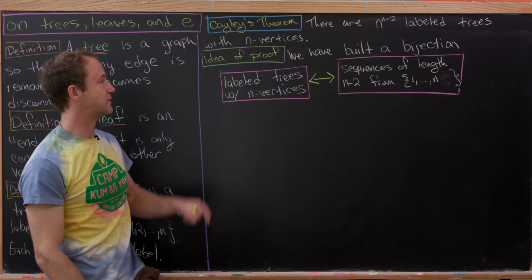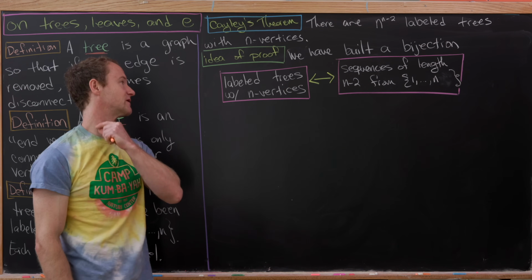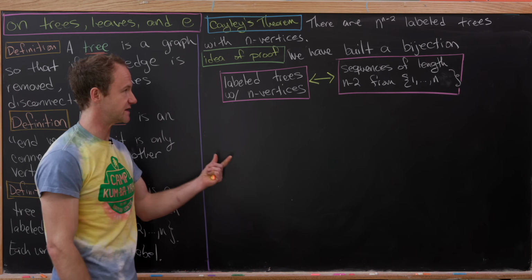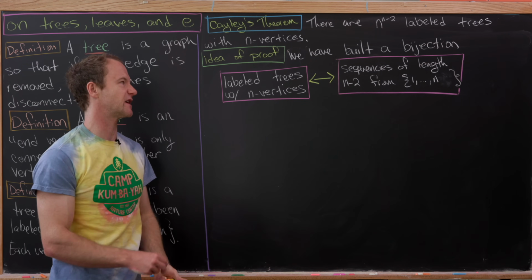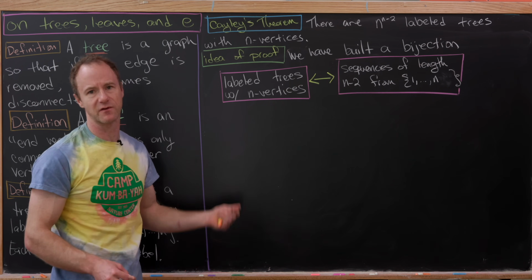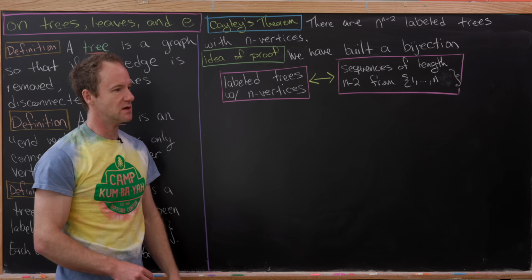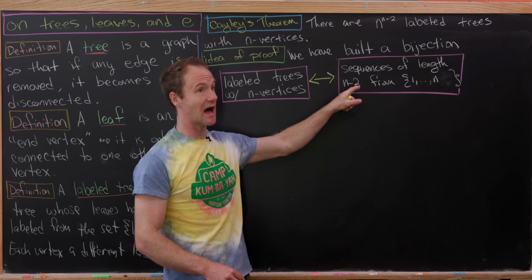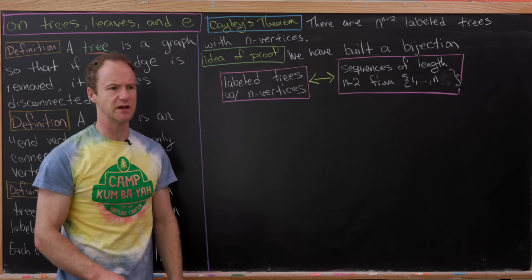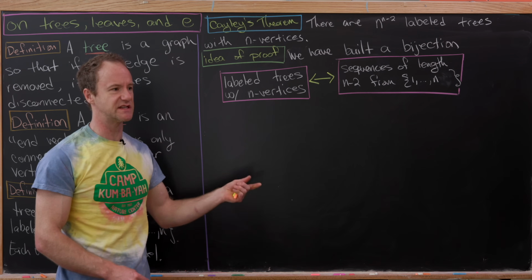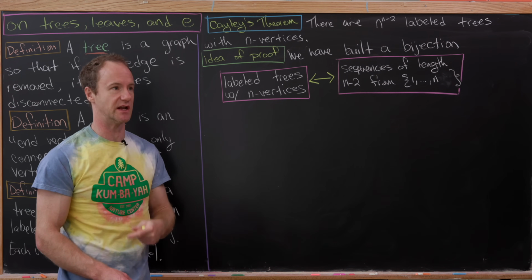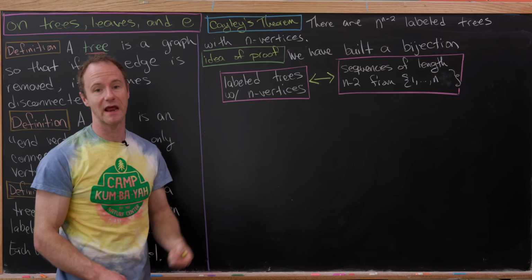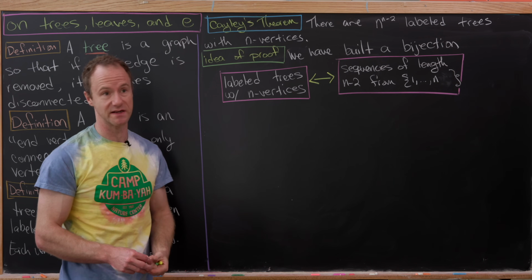This process builds a bijection from the set of labeled trees with n vertices to sequences of length n-2 from the set from 1 to n. And so we actually allow repetition in this sequence. I think you might recall that the sequence that we built had repetition in it. It included, I think, a 1 and a 3 both twice.